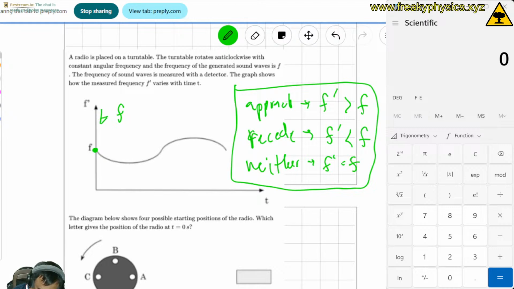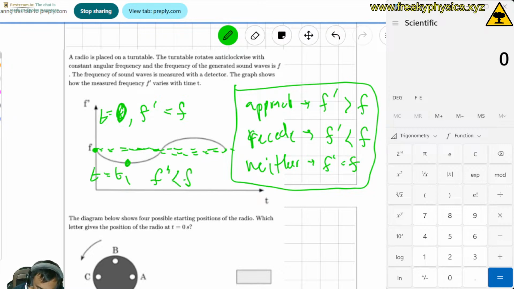So at t equals 0, F prime, look, that's the equilibrium position of the wave, so to speak, right? So in this case, it's going to be equal to F. Okay, that already tells you that. Now, at t equals t1, what happens here? F prime is less than F, like that, right?